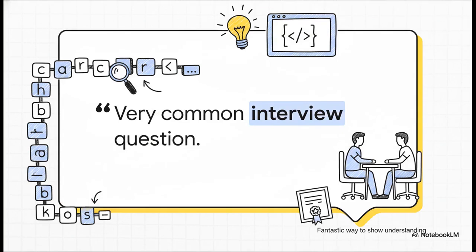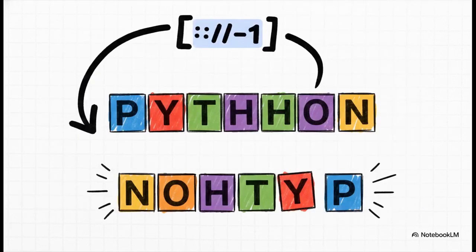All right, you're going to want to pay close attention to this next one. Our source material flags this as a very, very common interview question. It's a fantastic, quick way to show that you really get how slicing works. So how do you reverse a string in Python? You do it with this beautifully elegant slice: [::-1]. It's kind of magic, right? By not giving it a start or an end and just setting the step to -1, you're telling Python, hey, go from the end all the way back to the beginning, one character at a time. It's a classic Python idiom for a reason.